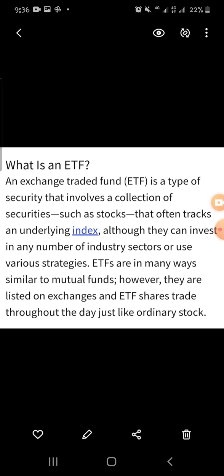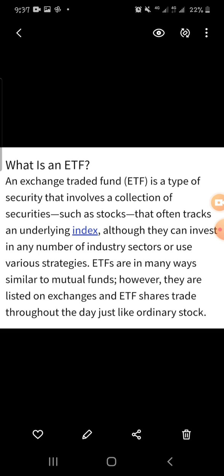Although you can invest in any number of industries or various strategies, they are very similar to mutual funds, but they are not listed on the exchange. That is it. They are similar because it's a well diversified kind of investment. Just like you pull from the financial sector, as I said earlier, you pull from the agricultural sector, pull from the pharmaceutical sector, pull from construction, pull from this, pull from that, and you merge them together and they become like a particular stock, and you trade them.